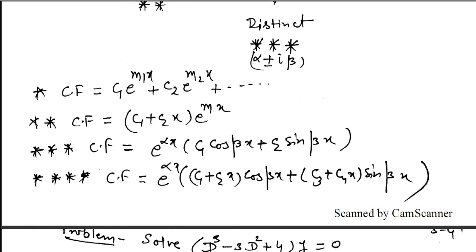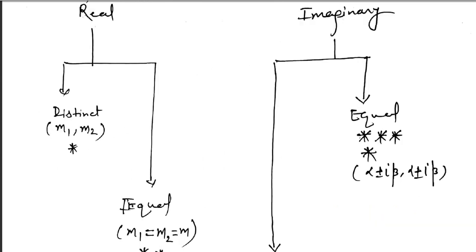So CF means C1 e to the power m1x plus C2 e to the power m2x. Whenever the roots are real and distinct, then the solution is y is equal to C1 e to the power m1x plus C2 e to the power m2x. If roots are equal, then we can write y is equal to C1 plus C2x, e to the power mx.